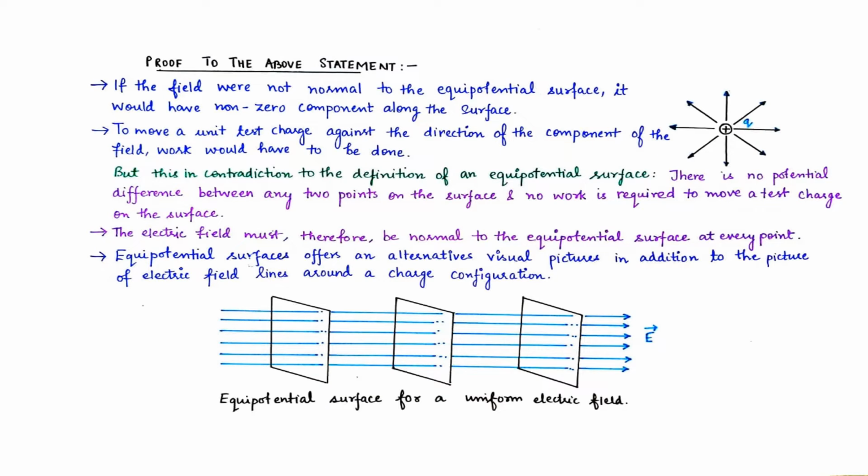Now for the proof of the above statements, the first one is that V equals K Q upon R. Second one, V increases, R decreases, they are inversely proportional to each other. These are the things we have discussed so far, and we have read that these potentials form concentric circles.